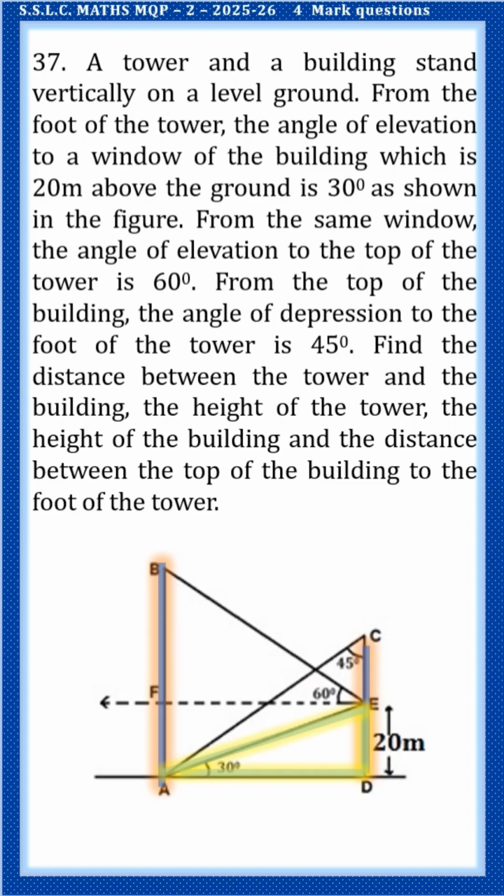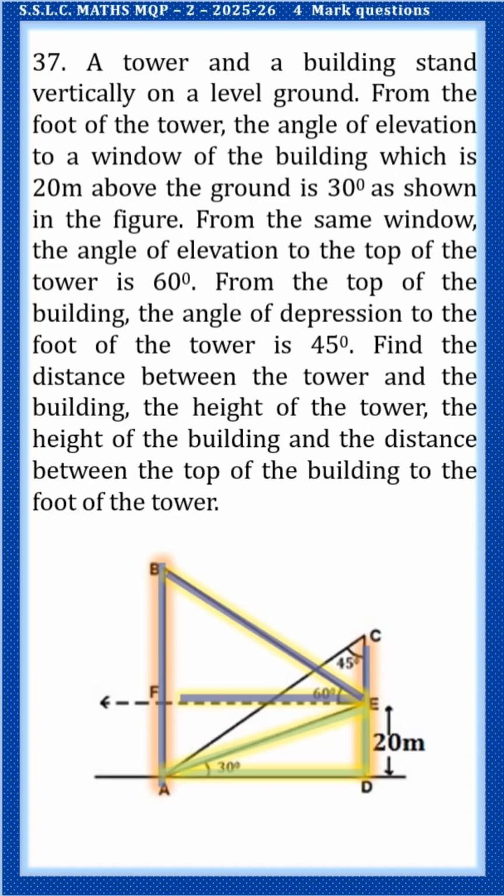From the same window, means same point E, the angle of elevation to the top of the tower is 60 degree. Top of the tower is point B. Here, EF is the horizontal line, so angle FEB is 60 degree.